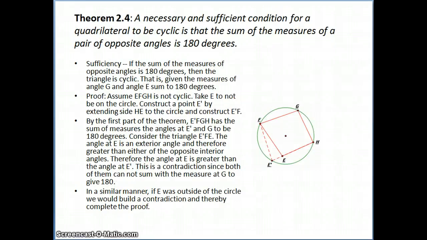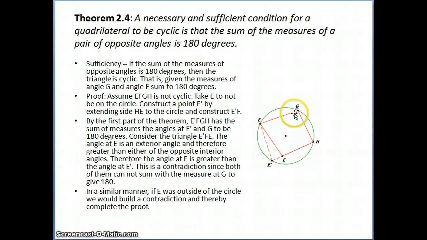Now let's look at the sufficient condition. The sufficient condition says if the sum of the measures of opposite angles is 180 degrees. For example, suppose we have a quadrilateral EFGH. So we start with the quadrilateral. We don't have a circle yet. So EFGH is a quadrilateral.